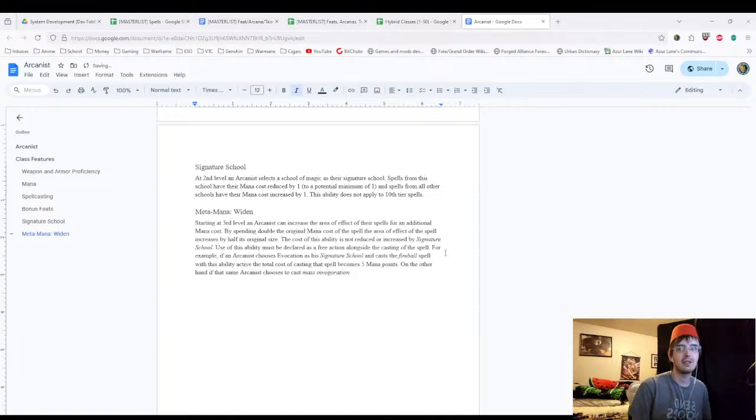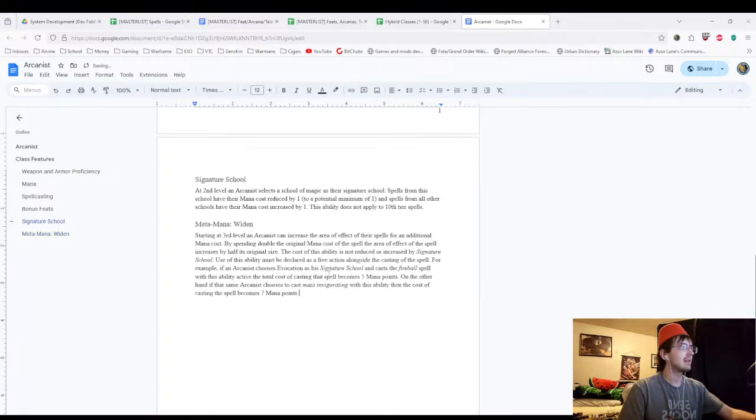I'm just going to use Mass Invigoration as the example here. Chooses to cast Mass Invigoration. So hold on, let's see. Doubles the original for 7. Becomes 7. Becomes 7 mana points. So, if you really want to get those effects out of your off school spells, then it becomes expensive. So it better be worth it.